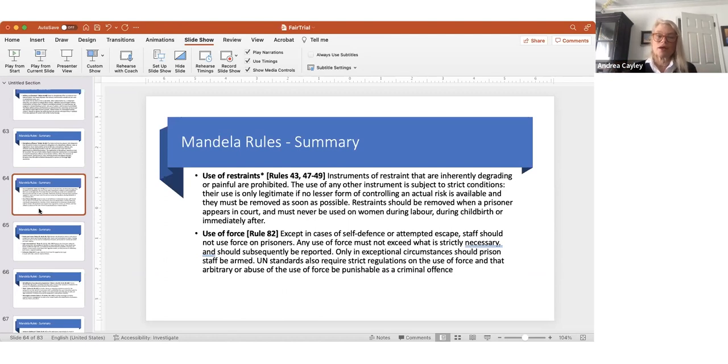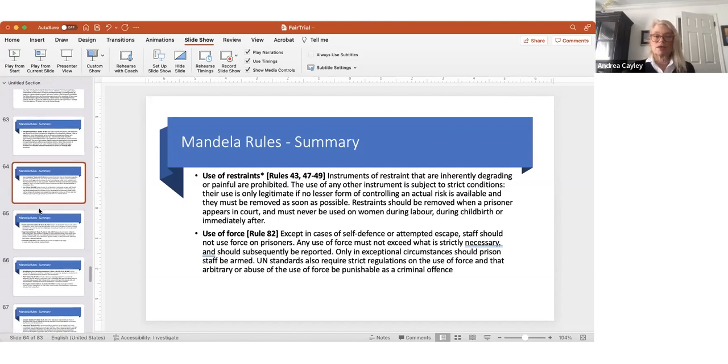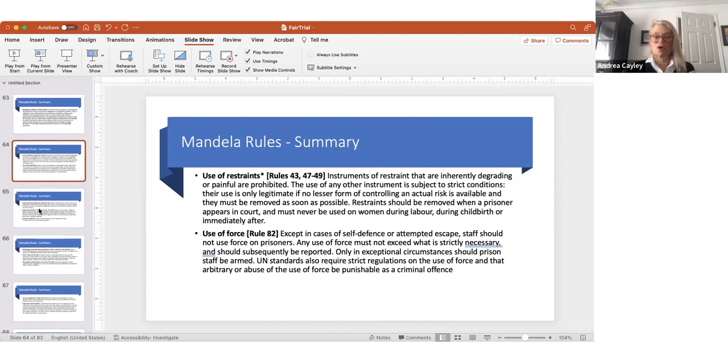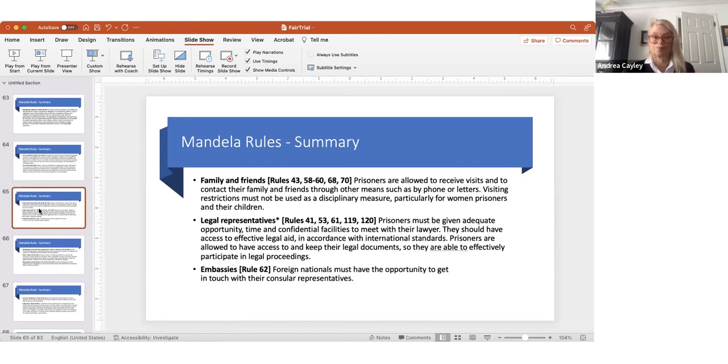Use of force. Except in cases of self-defense or attempted escape, staff should not use force on prisoners. Any use of force must not exceed what is strictly necessary and should be subsequently reported. Only in exceptional cases should prison staff be armed. UN standards also require strict regulation on the use of force, and that arbitrary or abusive use of force should be considered a crime and be punishable as a criminal offense.